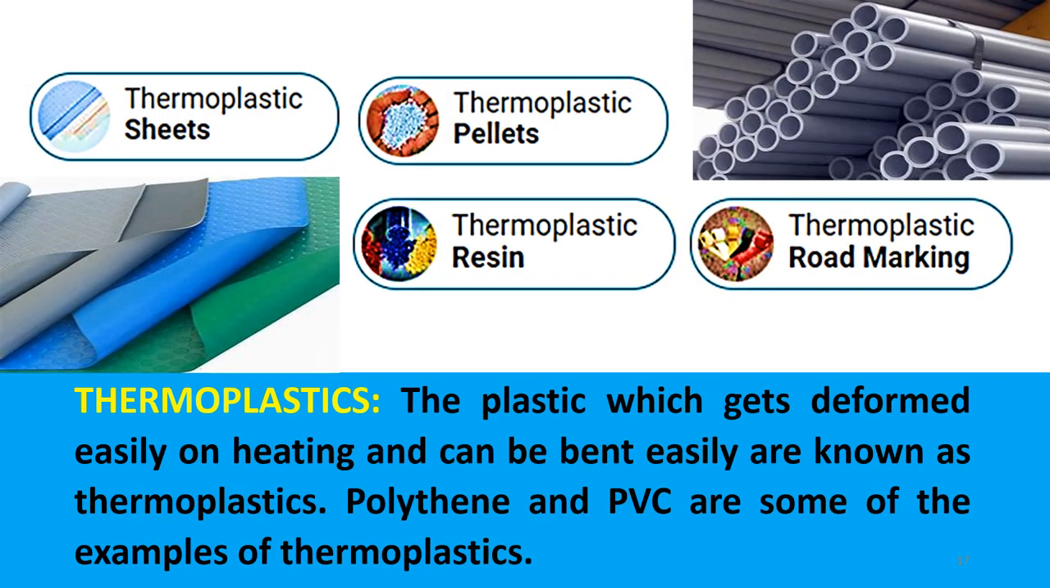The next keyword is thermoplastics. The plastics which get deformed easily on heating and can be bent easily are known as thermoplastics. Polythene and PVC are some of the examples of thermoplastics.